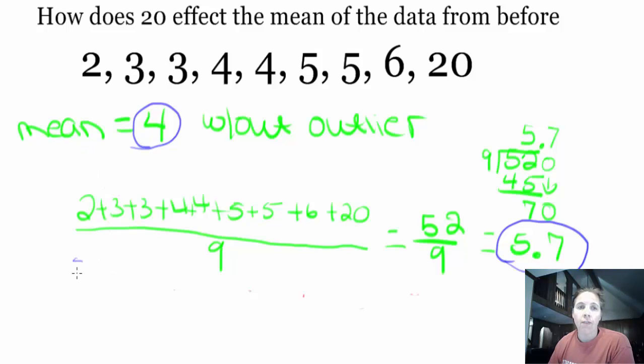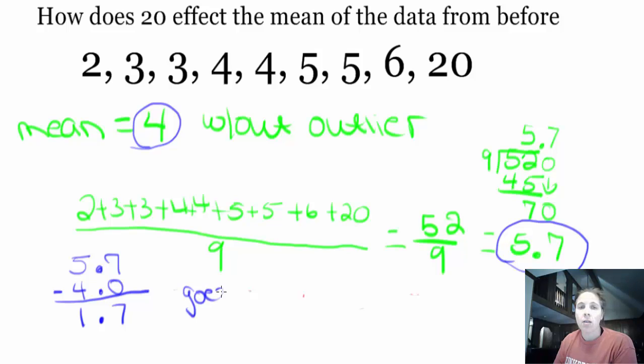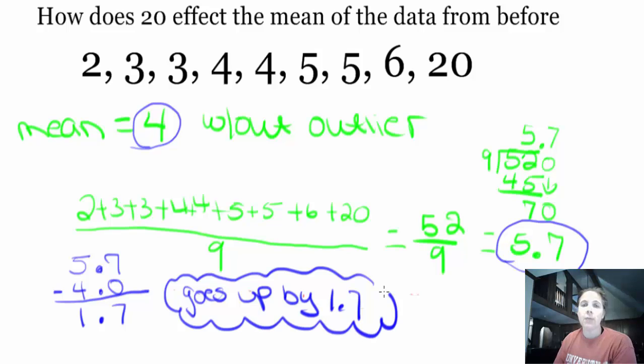You would do 5.7 minus 4. Okay, you find the difference. And remember, you have to line up your decimals when you subtract decimals. So it affects the mean. It goes up by 1.7. When you're dealing with outliers, those are for sure your longest problems. They're still not really difficult, they're just kind of long. Okay, one more page.